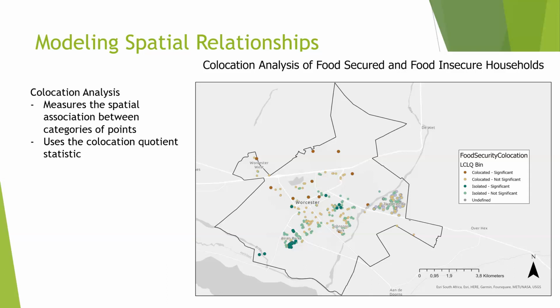So in here, we see that the dark green is isolated and significant, where we are seeing high concentrations of food insecurity, and that is very isolated in those areas. In the white African community, as you recall from the previous maps, we see a co-located significance. So we see a combination of food insecure and food secure households within the same area.